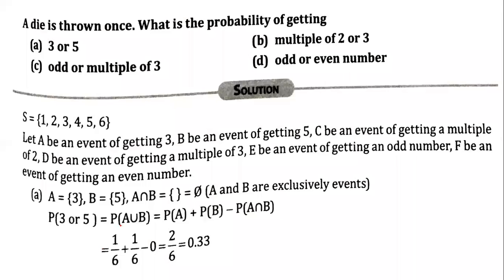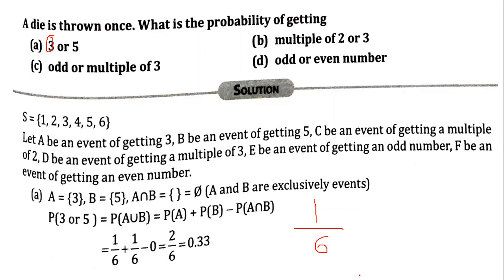Now, P of A union B is equal to P of A. P of A means what is the probability of getting 3? If I roll a dice once, I can get 3 only once because I am rolling the dice only once, right? So the probability of getting 3 is only once out of 6 numbers.